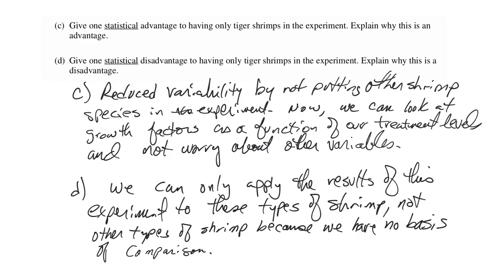And we haven't done any experiment on other types of shrimp, so how can we make inference on the population of other types of shrimp if we haven't done anything with other types of shrimp? So it can only apply to tiger shrimp populations.